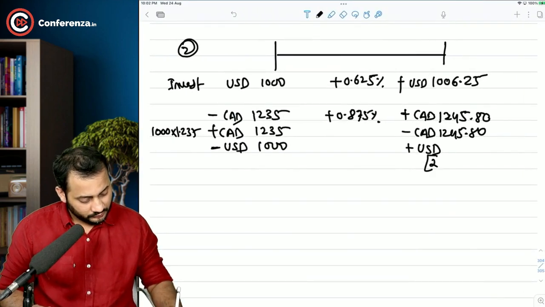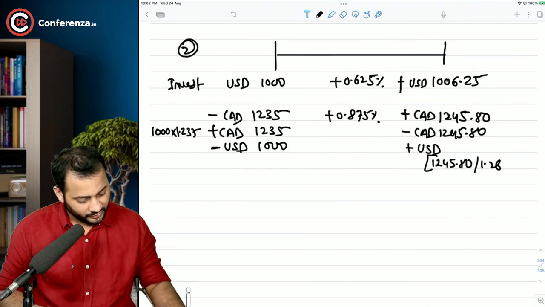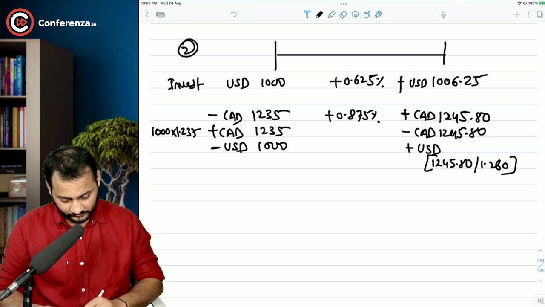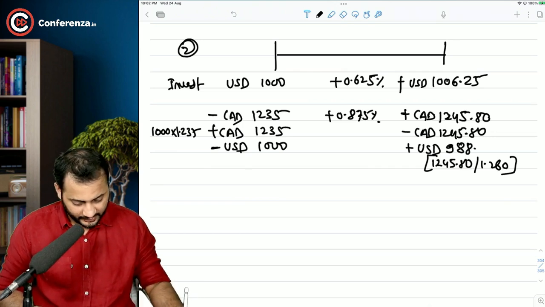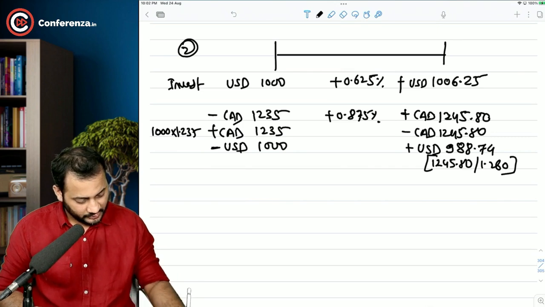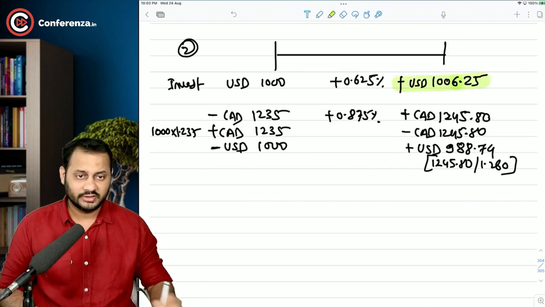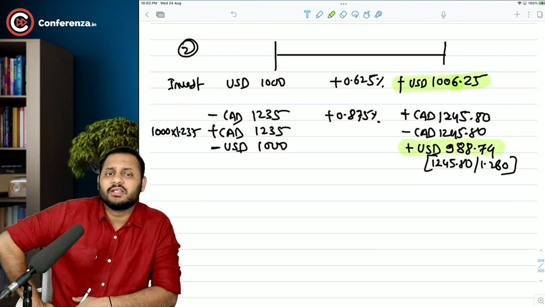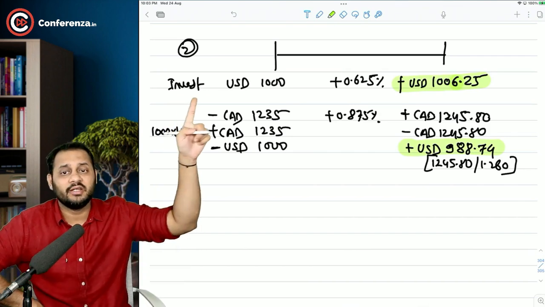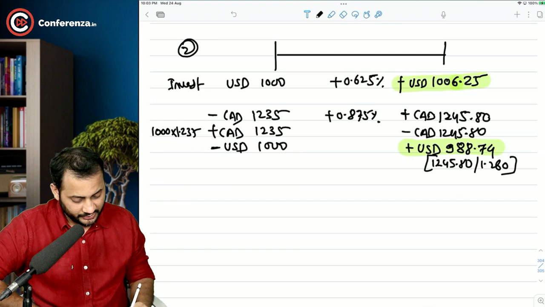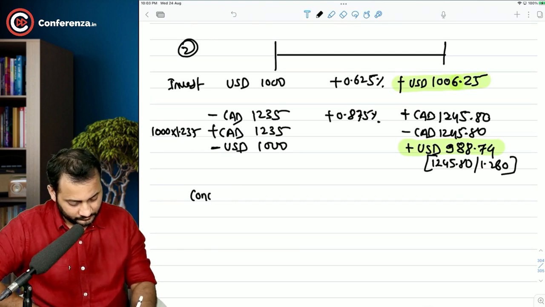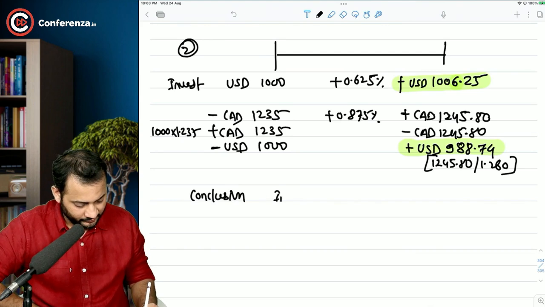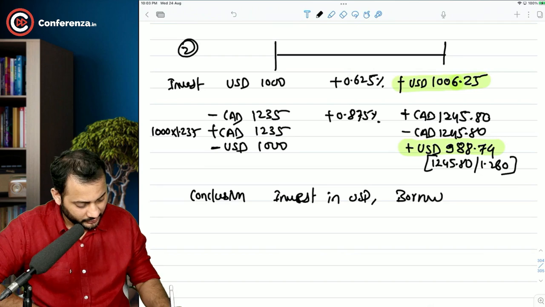So 1245.80 divided by 1.260. You will only receive 988.74. Now you decide whether you want to receive $1,006 or only $988. Obviously, we will go with $1,006. That means investment in dollar is preferable. So what is the conclusion in this case? Invest in USD.